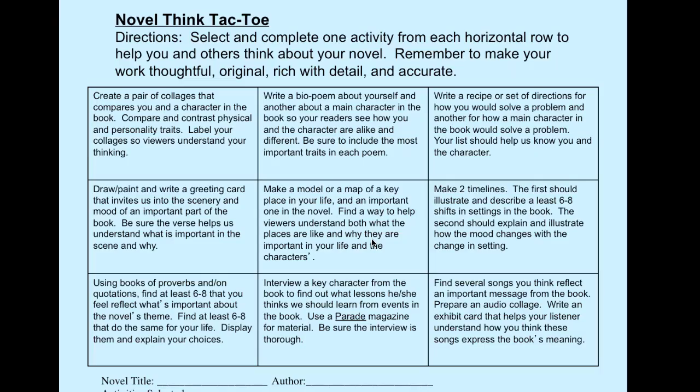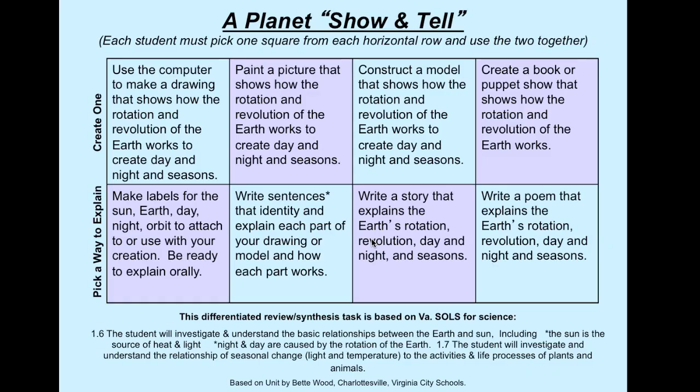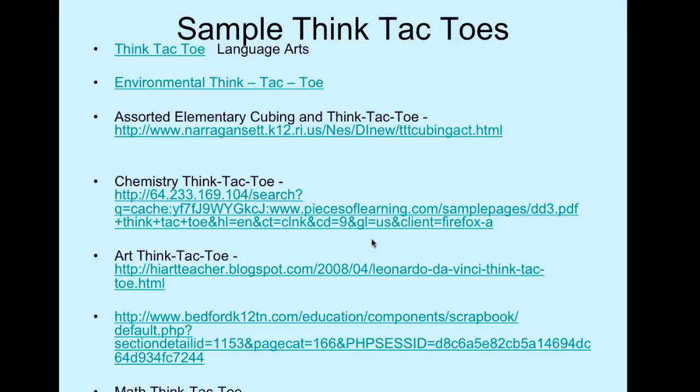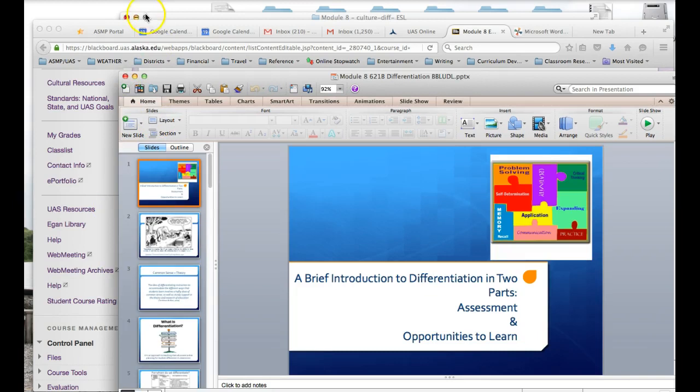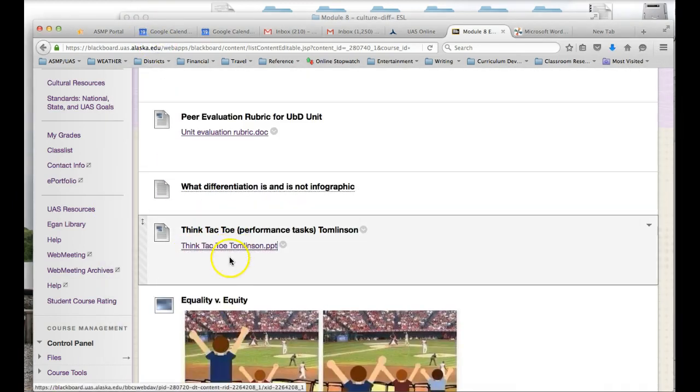Here's an example for a novel, here's a planet one. Here's a bunch of different possibilities. You can click on these resources. So just so you know that those are there for you as a resource, those are Tomlinson's work. And you can find a variety of them.